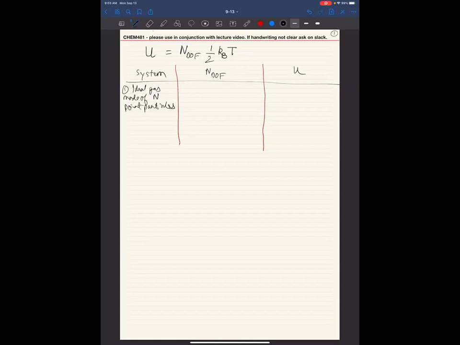Go ahead. N of them. N times 3. Yeah, so 3N, right? Every atom can move in X, Y, and Z, and every atom can move independently of each other. So what will be the U? The U will be 3N divided by 2 multiplied by k_B multiplied by temperature.